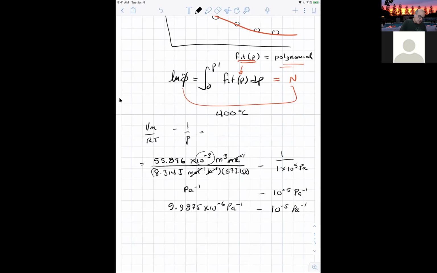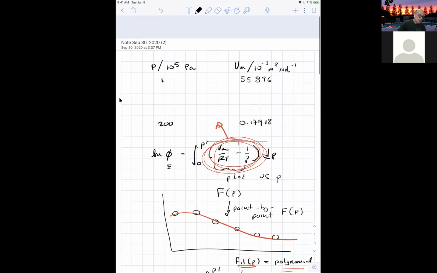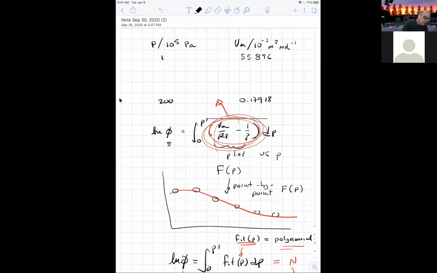So this turns out to be 1.300 something times 10 to the minus 8 inverse pascals when you do this. I subtracted them, so this is my answer for my first point. So in other words, I could go up here and write down, I'm going to call this f of p, just because I don't want to write the whole thing in. And for this first point, it's minus 1.300 times 10 to the minus 8 inverse pascals. So that's my first point that I'm going to plot on my new plot.